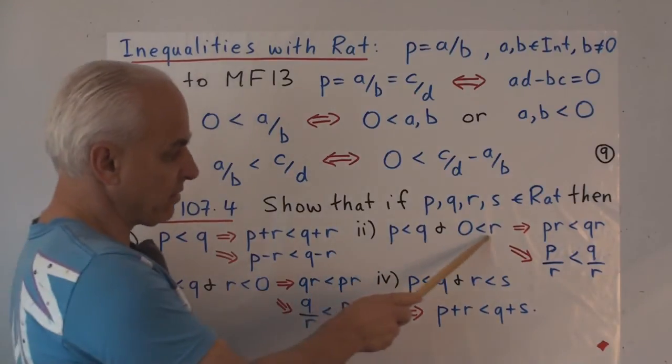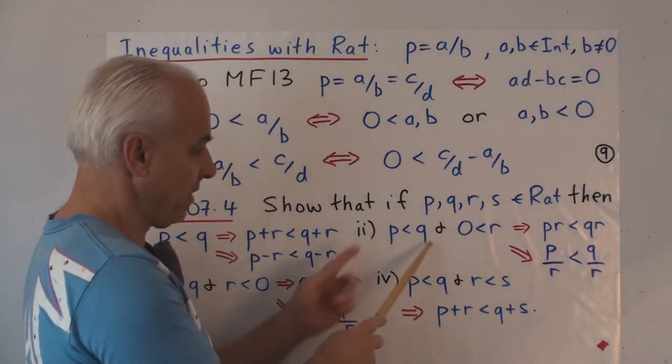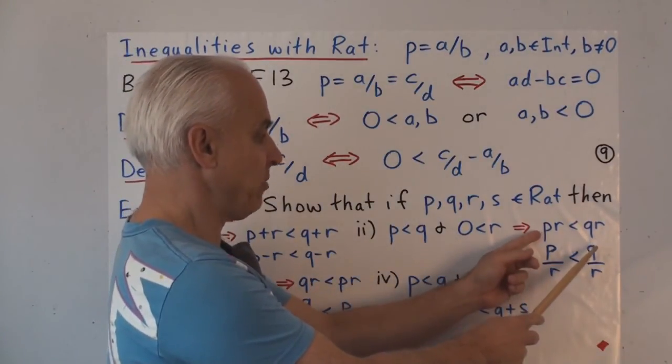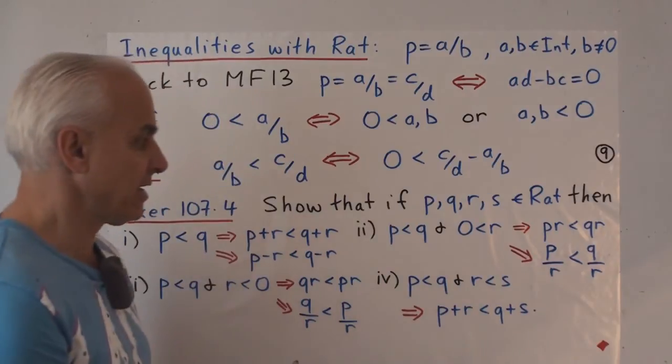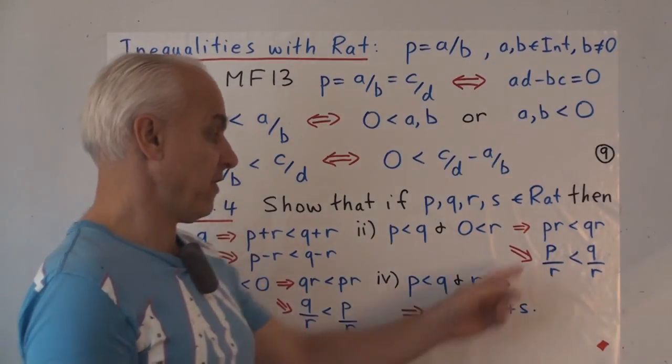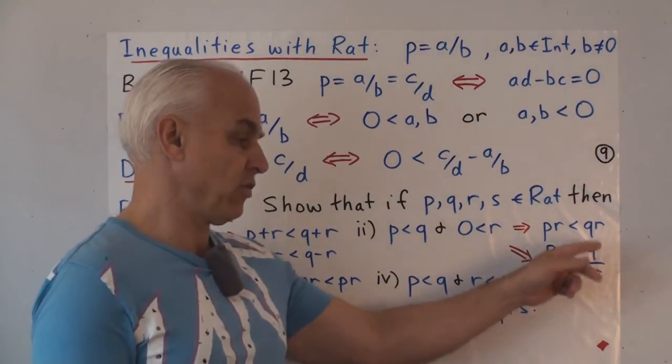On the other hand, if we multiply by something that's strictly positive, then the order doesn't change, so p times r is still less than q times r. Or if we divide by something that's strictly positive, then p over r is still less than q over r.